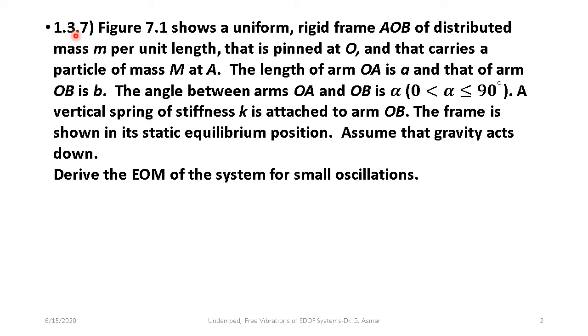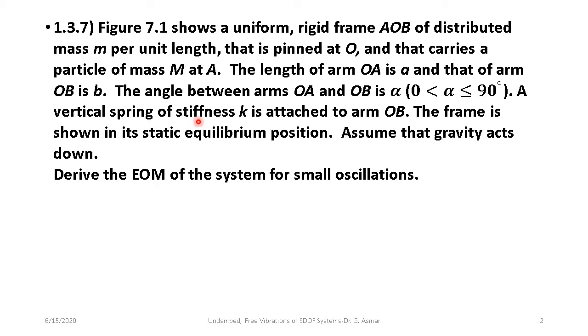Okay, so here's the problem statement. Problem number 7. Figure 7.1 shows a uniform rigid frame AOB of distributed mass small m per unit length that is pinned at O and that carries a particle of mass capital M at A. The length of arm OA is small a and that of arm OB is small b. The angle between arms OA and OB is alpha, where alpha is between 0 and 90 degrees.